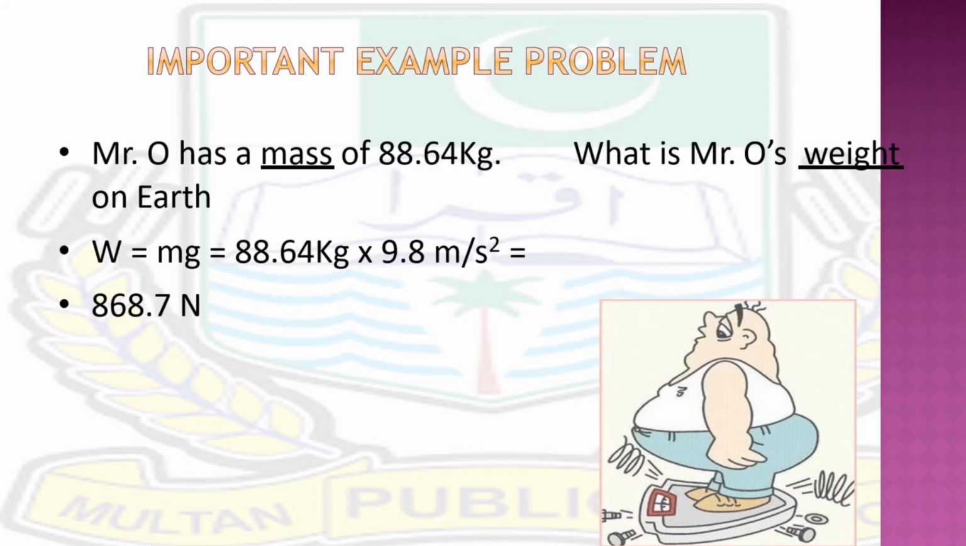Now, an important example problem. Mr. O has a mass of 88.64 kgs. What is Mr. O's weight on Earth? So we will utilize the equation W = mg. We have the value of mass of Mr. O, that is 88.64 kgs, and we know the value of g is 9.8 meters per second squared. By putting both values in the equation and multiplying, we get the weight of Mr. O, and that would be 868.7 newtons.